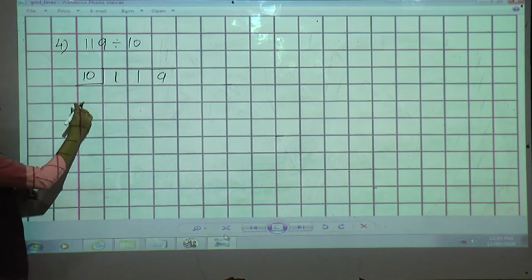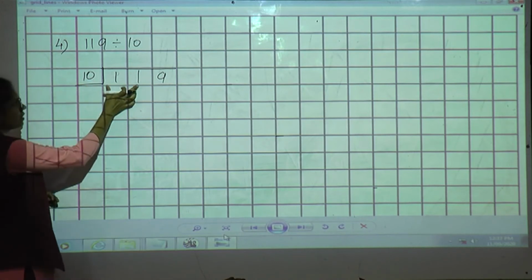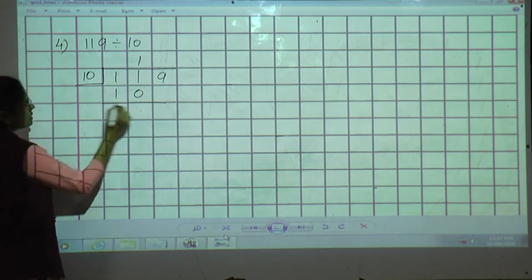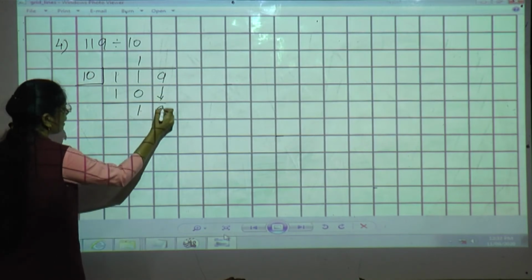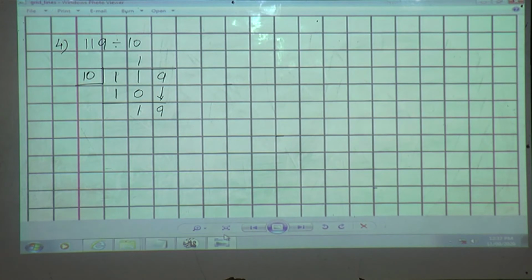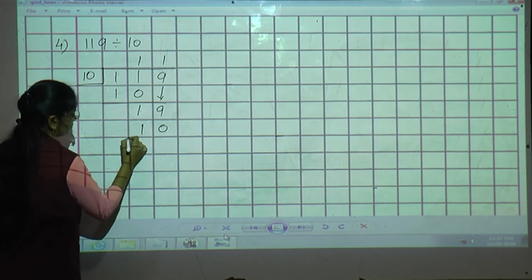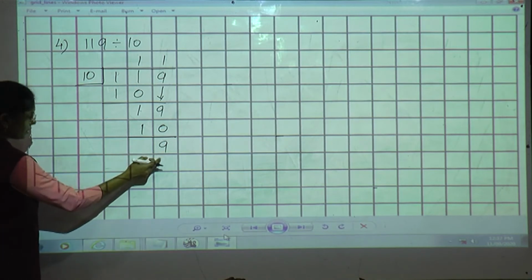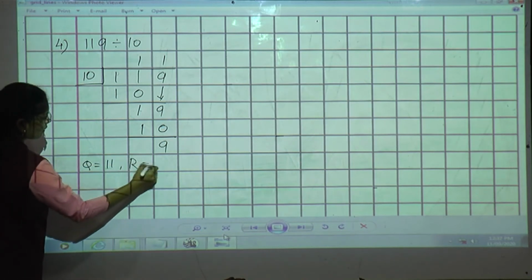So let us solve. Okay. Now see, here divisor is 10. Now in the table of 10, 11 is not there. So 10 ones are 10. Now 11 minus 10, 1. Now take this 9 down here. Okay. Now again in the table of 10, 19 is not there. So what we will do? 10 ones are 10. 19 minus 10, 9. Okay. So see here, we got remainder 9 and the quotient 11. So write here Q is equal to 11 and R is equal to 9.